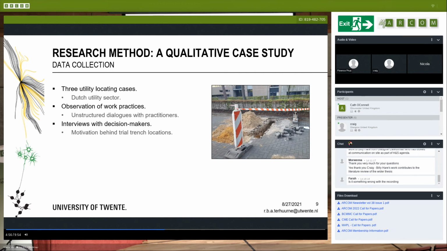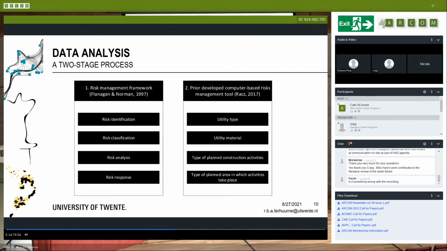I collected data by observing the trial trench method in practice, and I conducted interviews with the decision makers behind the trial trench locations. During the observation in practice, I also had unstructured dialogues with the practitioners on site, who provided me with additional clarifications of the actions observed and performed. I then analyzed the data via a 2-stage process. First, the risk management framework adopted from Flanagan and Norman was used as a conceptual framework to understand and explicate the risk management rationale behind the trial trench method.